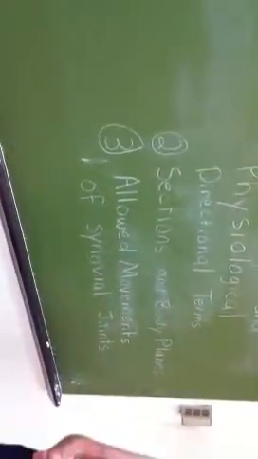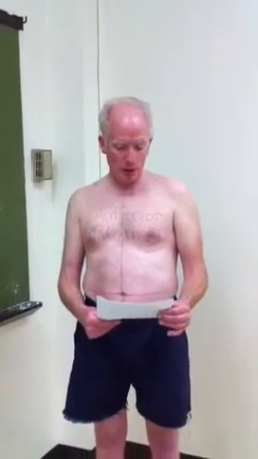Section 3, allowed movements of synovial joints. First, what's a joint? An articulation or joint is a place where two or more bones come together. A synovial joint is a type of joint in which the bone intersection has a fluid-filled joint cavity. Let's go through some movements we can do using synovial joints.